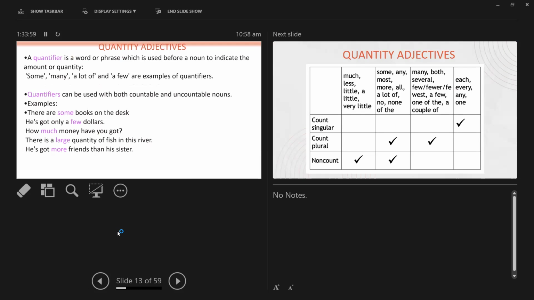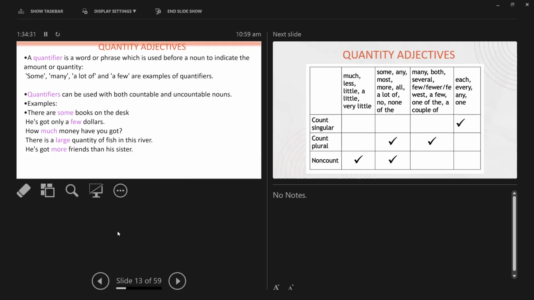A quantifier is a word or phrase which is used before a noun to indicate the amount of quantity. Examples of quantifiers are some, many, a lot of, a few. So, ito yung tamang kailangan nyo i-follow. Count singular, count plural, and non-count. So sa count singular, hindi mo pwedeng gamitin yung much, less, little, a little, very little.